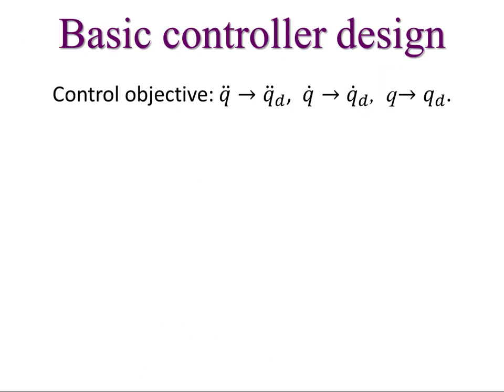As with the computed torque method and adaptive control, the control objective of iterative learning control and repetitive control is CP control. Therefore, the control objective can be expressed mathematically in this way.